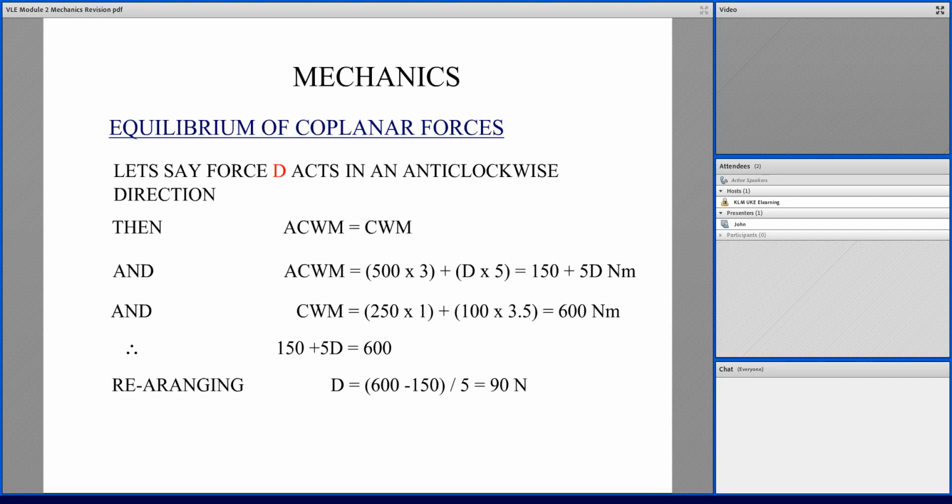Okay, what I would say is ignore this slide, as there's been a numerical error there. But that would be minus 180 newtons. And all it means is that we've assumed that D acts in an anti-clockwise direction when it must act in a clockwise direction for the equilibrium problem to hold. That is, for the beam to balance itself.